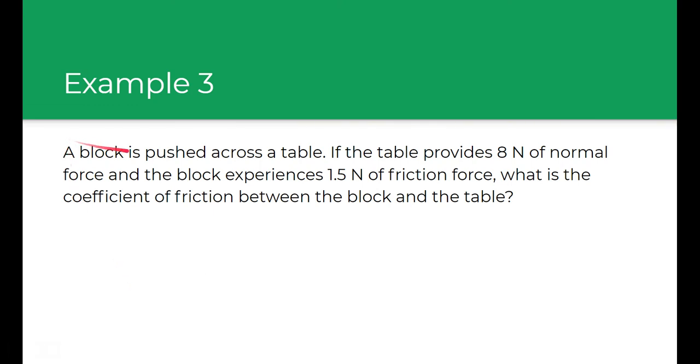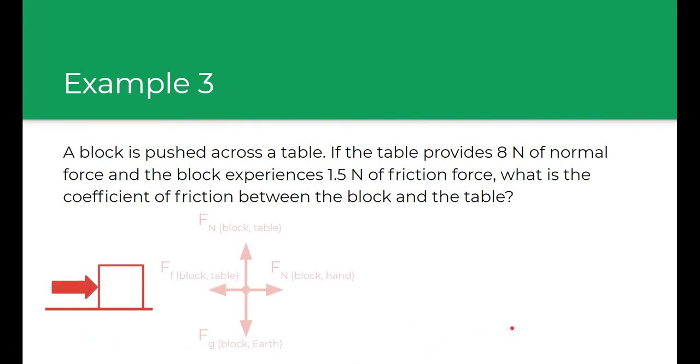And the third example says a block is pushed across a table. If the table provides 8 newtons of normal force and the block experiences 1.5 newtons of friction force, what is the coefficient of friction between the block and the table? So here we have a block being pushed along a table. The force diagram for that would look like this. So we've got force of gravity pulling the block down, and then the table is pushing the block back up. Then whatever object is pushing it, here I said hand, but something is pushing the block to the right, and friction is counteracting that motion.